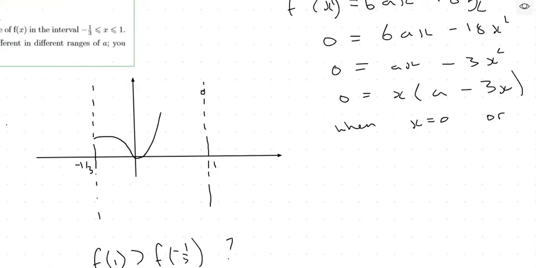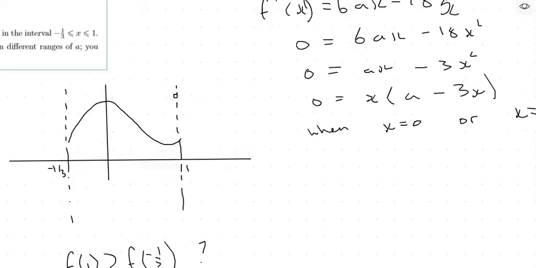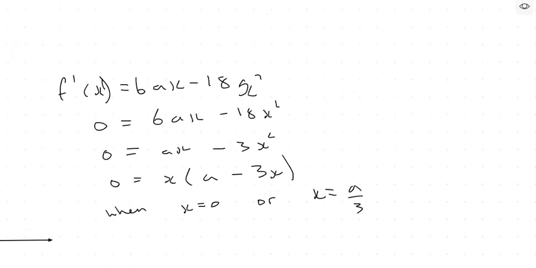There's one here and there's one somewhere else, but we don't know at the moment whether this one's the maximum. We don't know which one the maximum is, right? It could be 0, it could be a over 3. So how do we figure that out? We could differentiate it again, a second time, to get 6a minus 36x.